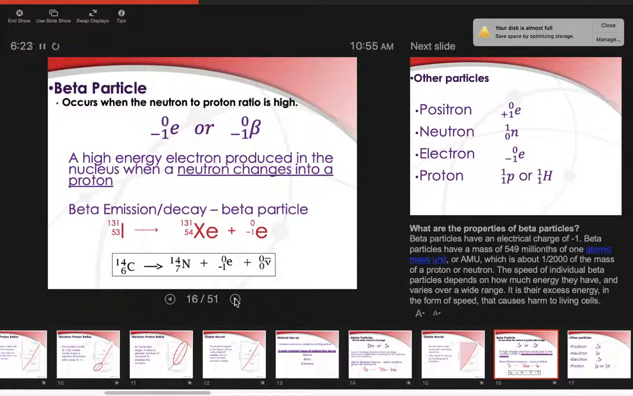But the reality is yes, neutrons and protons have smaller particles. Those smaller particles can be rearranged and spit out in different ways. If you spit out a beta particle, you in essence change a neutron to a proton. Okay?